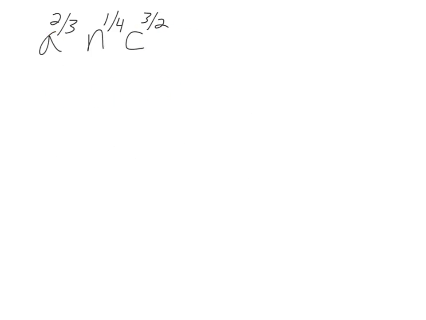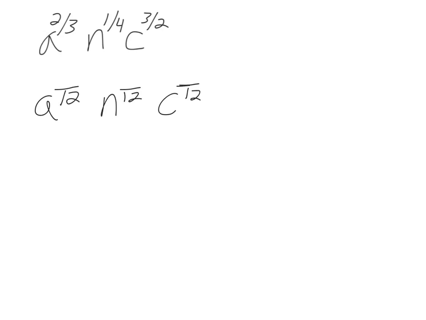Alright, so here's our next problem. So we have denominators 3, 4, and 2, so we're going to find a common denominator. That would be, let's see, probably 12. So we're going to have a, and this has to be at 12, n, this has to be at 12, and c, this has to be at 12.